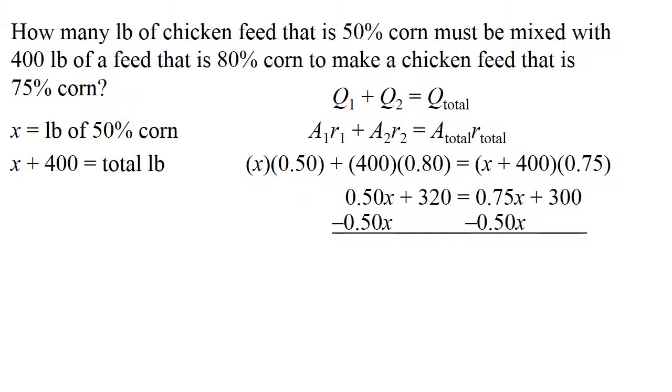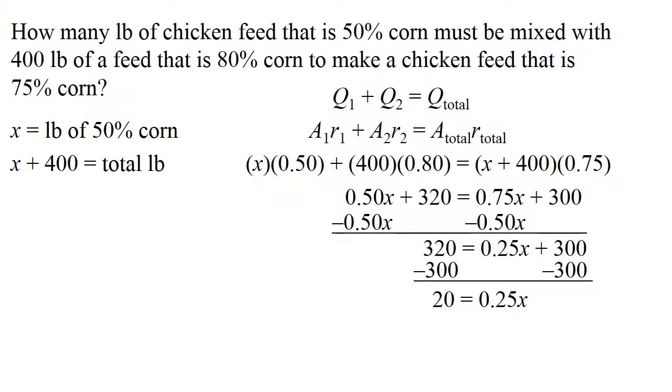Make sure you only have x's on one side, so I'm going to subtract the 0.50x from both sides. And now I'm going to isolate that x, get rid of the constant, subtract 300 from both sides, then get rid of the coefficient, divide both sides by 0.25, and we're going to find out we need 80 pounds of the 50% corn mixture.